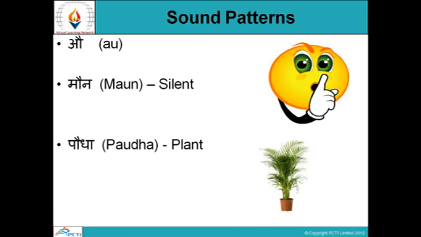Few more words. Maun. Maun is what? Silent. When we keep quiet, that condition is called silent. We don't speak a word, we don't utter a word. In Hindi we call it as maun. Plant. Plant is what? Paudha. Small plant. Green plants we have. It's called paudha.